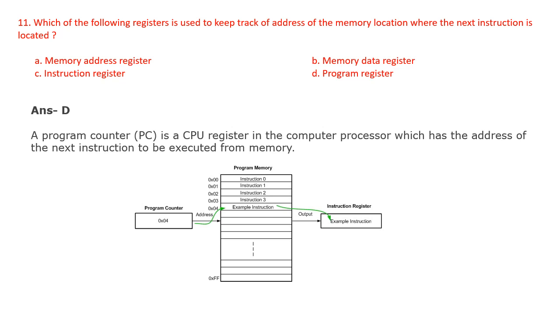The program counter is a register in the computer processor which holds the address of the next instruction to be executed from memory. In the picture you can see the program counter contains the address 0x04. So it is the next instruction, and the three instructions from 0 till 0x03 have been executed. So the answer would be program counter. Now let's move to the next question.